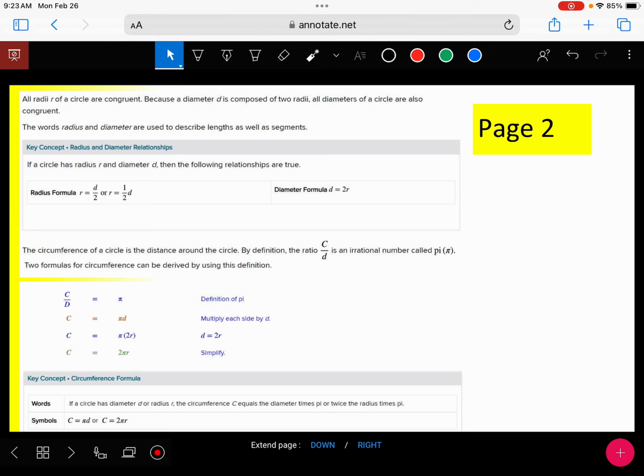Moving on, what this says right here is that the radii, or all the different radiuses of a circle, are congruent. That means no matter where you draw that radius, it's going to be the same length. As long as it's a straight line from the edge of your circle to the center of your circle, it's going to have the same length no matter where you draw it. The same is true for diameters. All diameters of a circle are congruent. They're all the same length. So if we ever say two different line segments are both diameters, and we give you the length of one, that means we have the length for both of them.